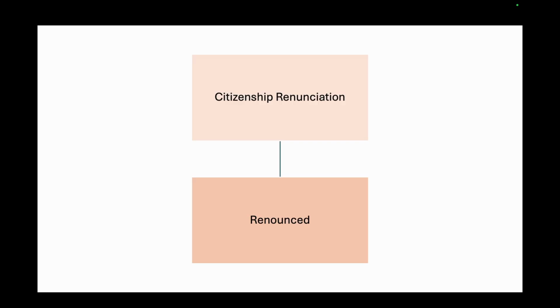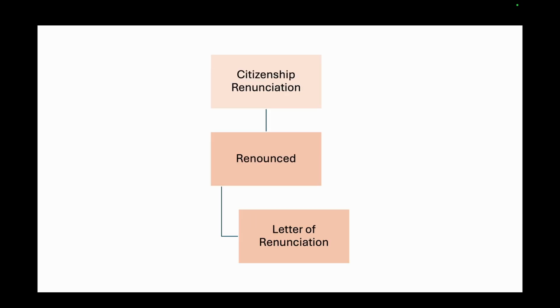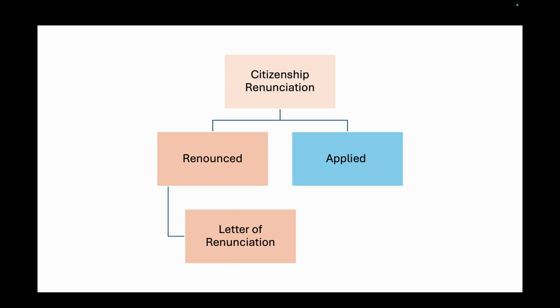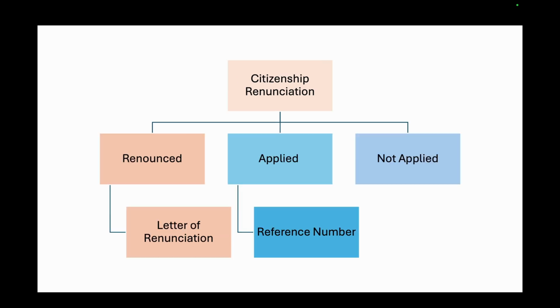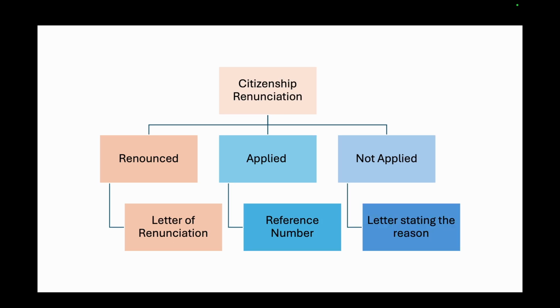One thing to keep in mind is that if you're applying PCC as a foreign national, as a part of the checklist, it will ask you for the proof of renunciation of your Indian citizenship. If you have already renounced the citizenship, then you can attach the renunciation letter. But if you don't have the letter and you've just applied, then you can provide the reference number for the application. On a flip side, if you have not applied at all, then you will have to write a letter stating the reason for why you've not applied yet.